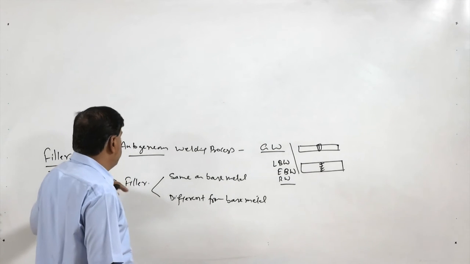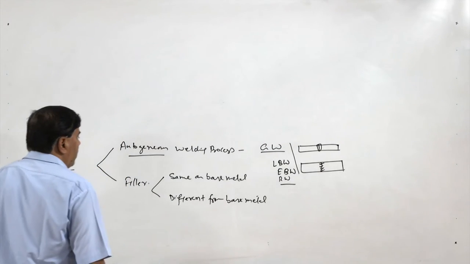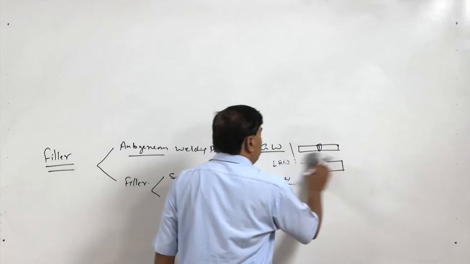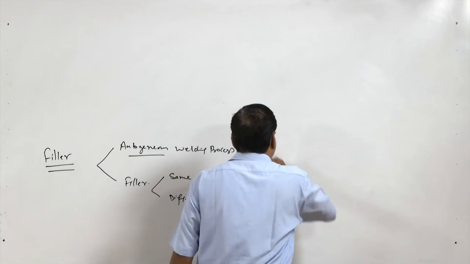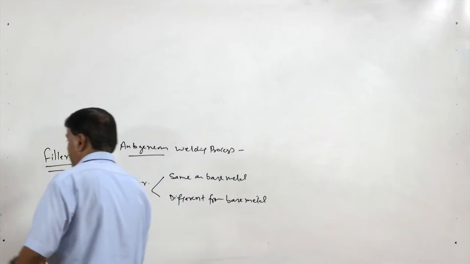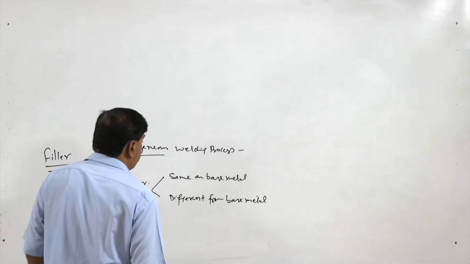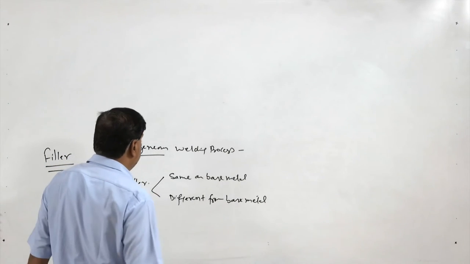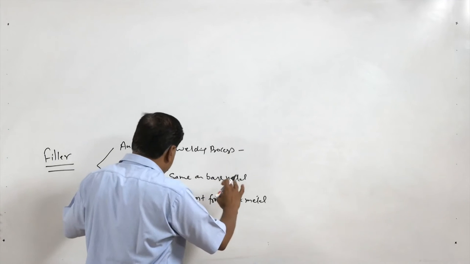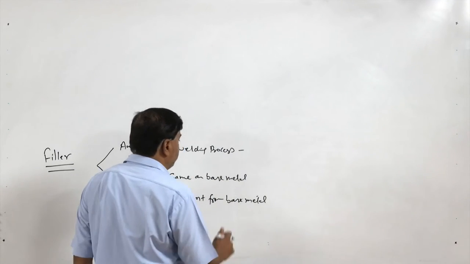Those processes which use filler metal optionally. There are certain processes where the filler metal is used, or filler metal may be used, or filler metal may not be used. So we will talk first about the filler metal of the same composition as the base metal.